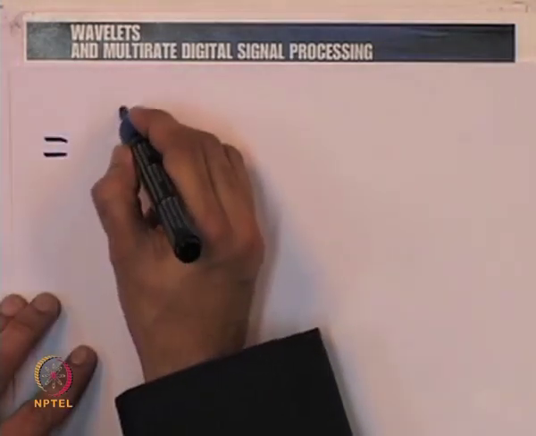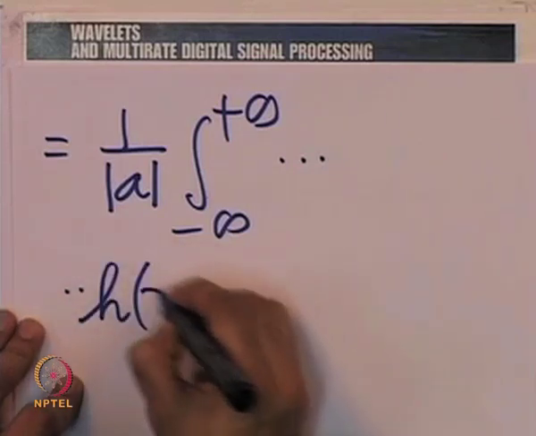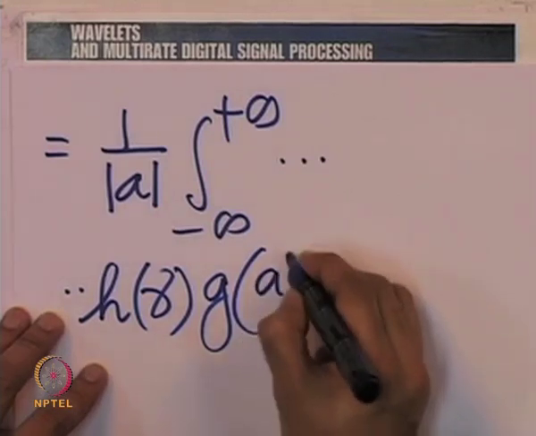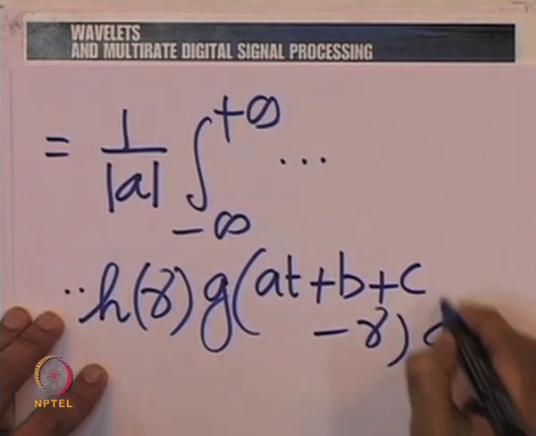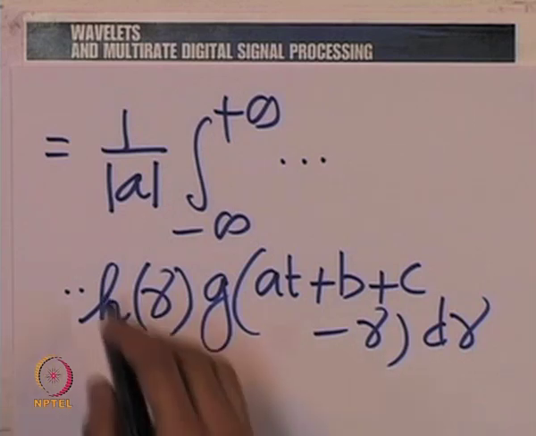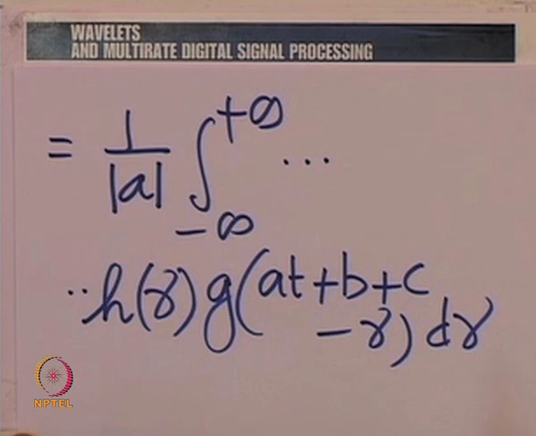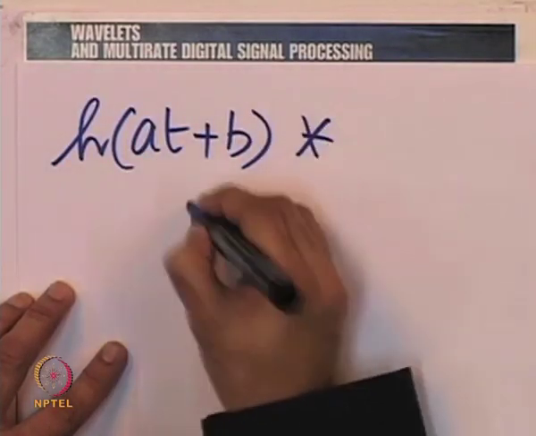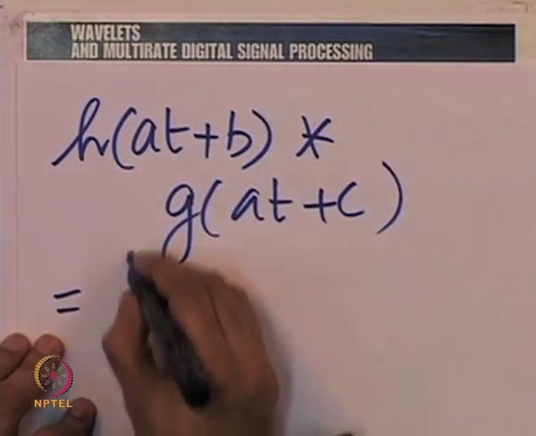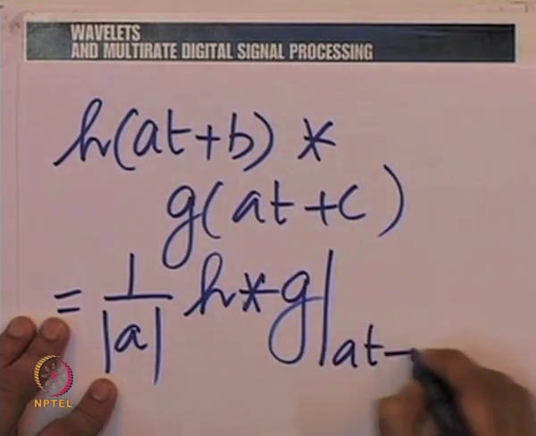Let me write this down neatly. So, I am saying essentially it is 1 by mod A, integral from minus to plus infinity h gamma g A t plus b plus c minus gamma d gamma. And this is obviously the convolution of h and g evaluated at A t plus b plus c. So, we have the answer now. H A t plus b convolved with g A t plus c is essentially 1 by mod A, h convolved with g evaluated at A t plus b plus c.